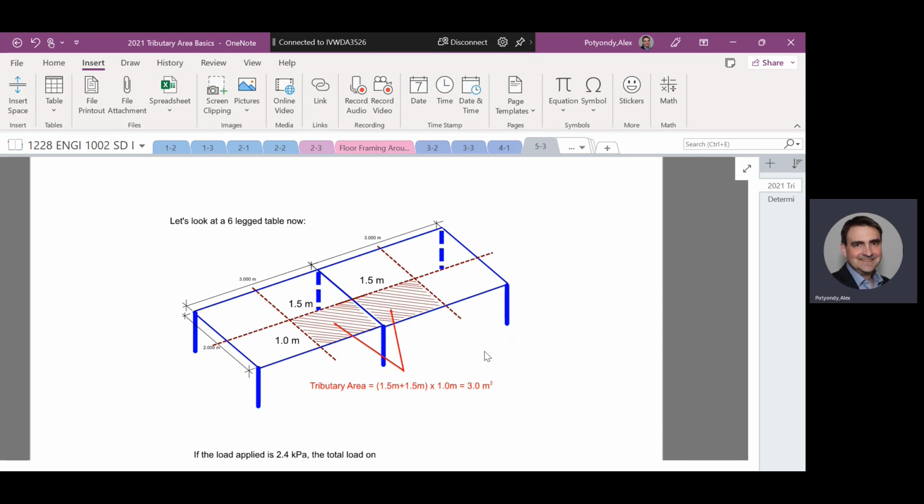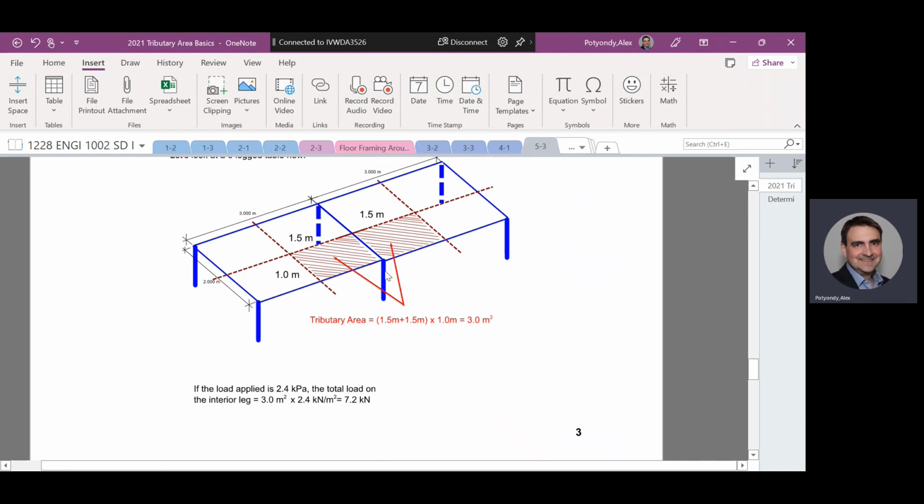Let's make it a 6-legged table. Now we have 2 inner supports. Same principle. You add up the sum of half the distance to the next support on each side. So for this column, I'm going to support half the distance to this column on this side, which is 1.5, as well as 1/2 the distance from this column to this column, again 1.5, and then 1/2 the distance from here to here, which is going to be 1. That gives me brackets 1.5 plus 1.5, times 1. Now I'm supporting 3 square meters. So to calculate the load that this column supports, I take the area load, multiply it by that tributary area, and I get 7.2 kilonewtons.